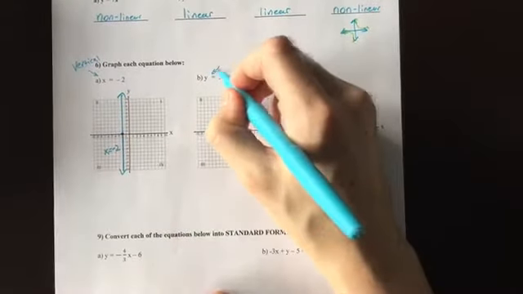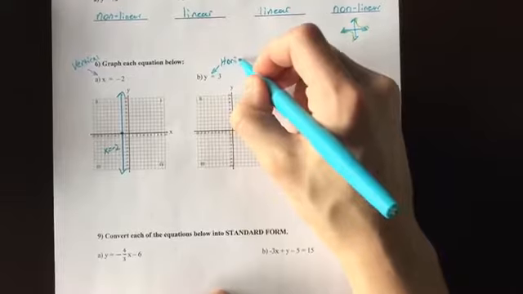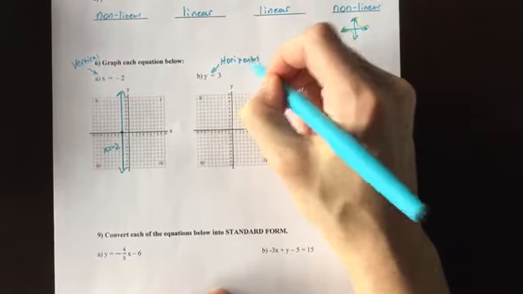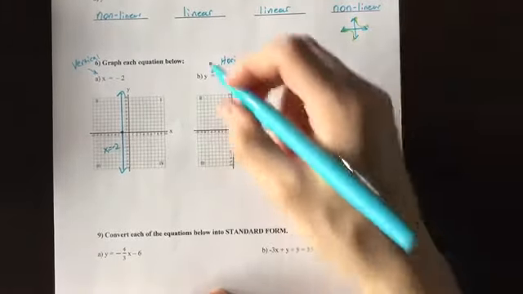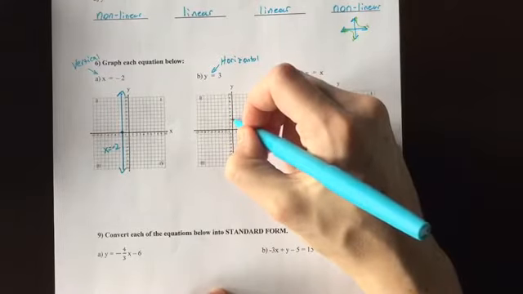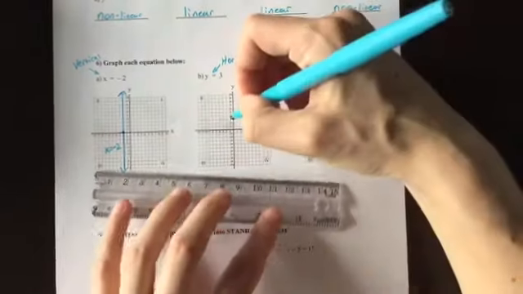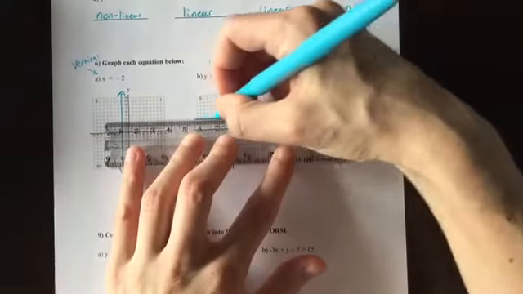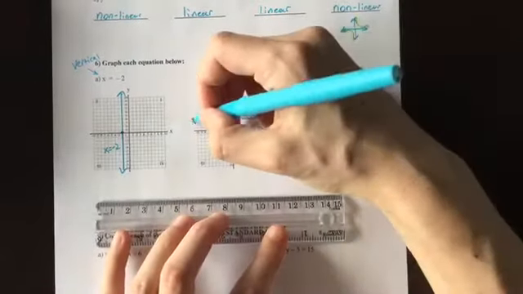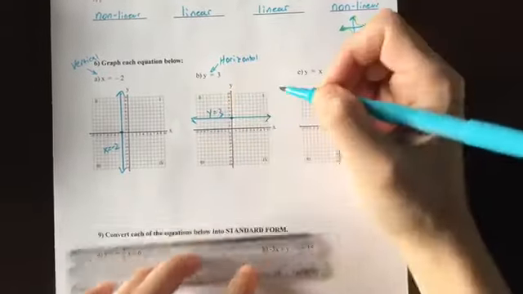Okay. Y equals 3. I want to recognize that this is a horizontal line, has a slope of 0. Y equals a number equation, horizontal line. So we go to 3 on the y-axis because it's y equals 3. And create our horizontal line, arrows on the end, and label.